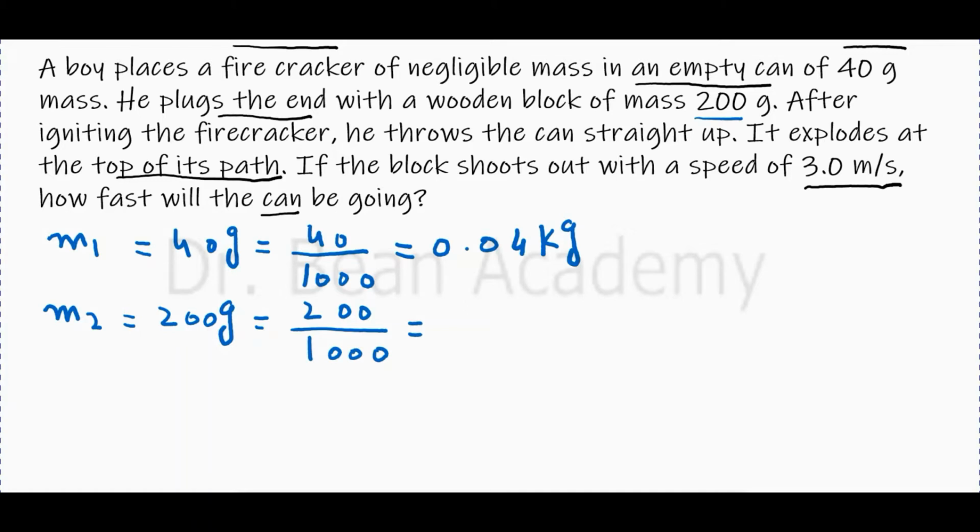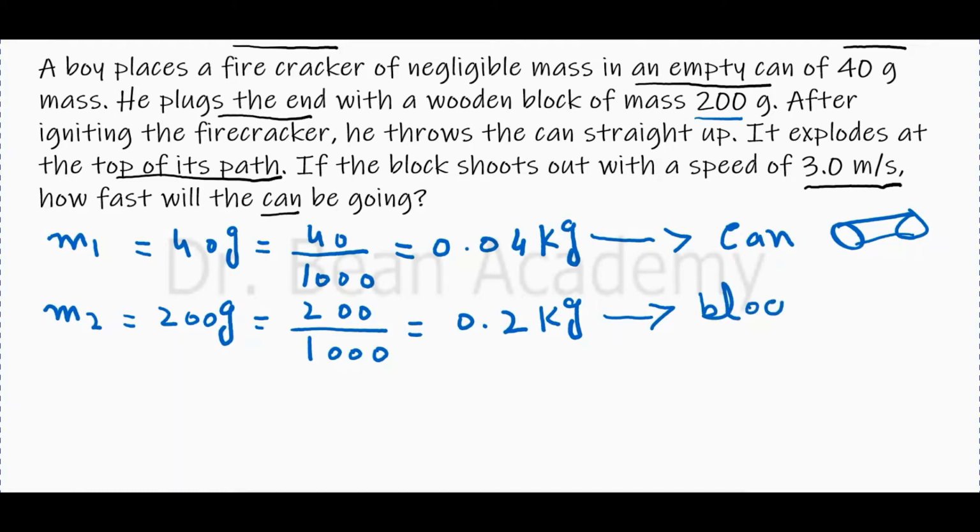And it's equal to 0.2 kilograms. Okay, so just remember, this is the mass of the can, and this is the mass of the wooden block. So now we will use the law of conservation of momentum.